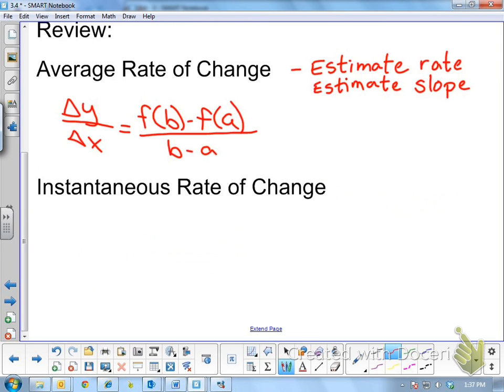So instantaneous rate of change, we do know the limit formula, but now we also know that when we're talking about instantaneous rate of change, we're really talking about the derivative. So anytime it says instantaneous rate of change, we're talking about derivative.